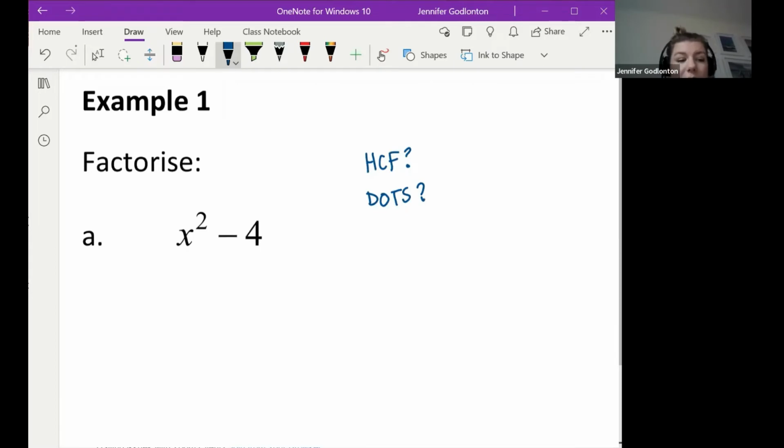Okay, so if I'm looking at this, I've got x squared and I've got minus 4. I definitely can't take out a highest common factor. Then I look at dots and I think, is there a difference? Is there a minus sign? Yes. Are there two numbers? Yes. Are both of my numbers squares? Yes. That means that I can do dots. Okay. That's how we sort of check to see if we can do it. And if you write dots next to the question, that's totally fine. So let's have a look.